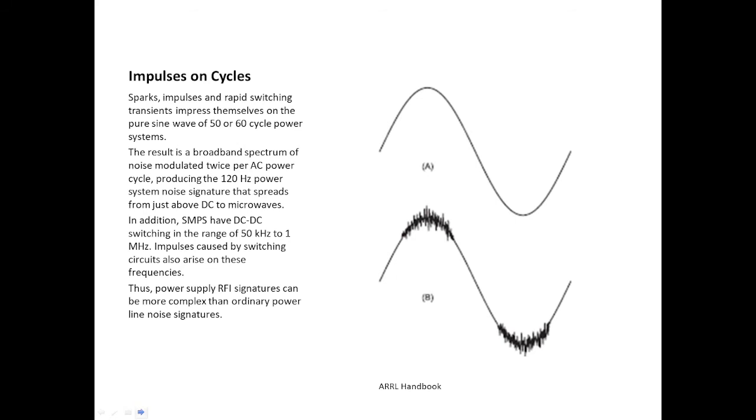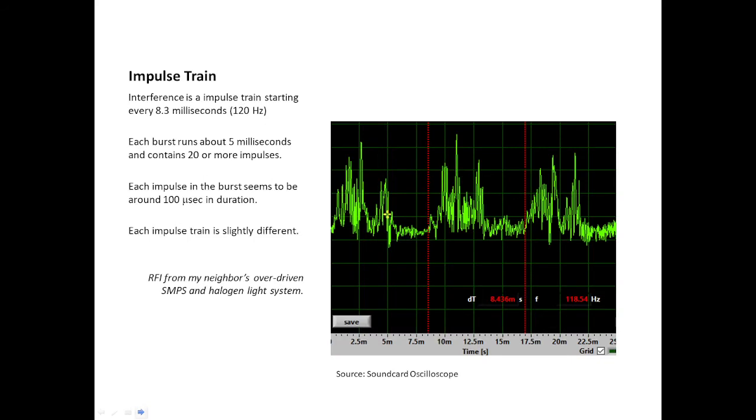In addition, switch mode power supplies have DC to DC switching as well as AC to DC switching in the range of 50 kilohertz to 1 megahertz. This is done generally by a free-running oscillator in the power supply, and the impulses caused by switching circuits also arrive on those frequencies. So combined with the basic 120 hertz and the higher frequency switching oscillators of the power supplies, you can get a very complex signature coming out of the noise.